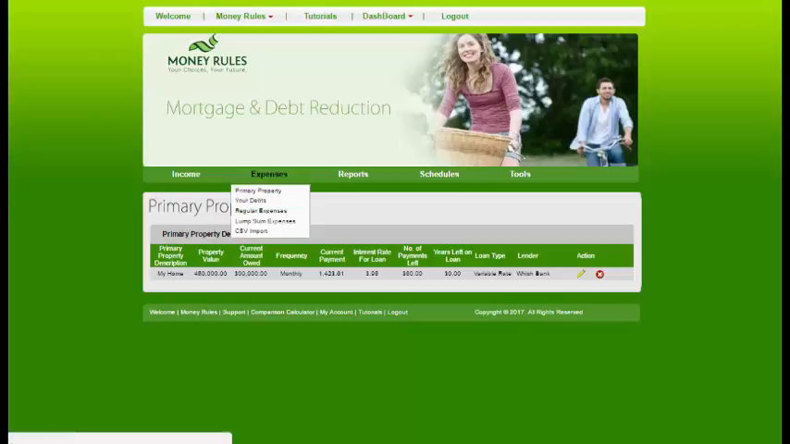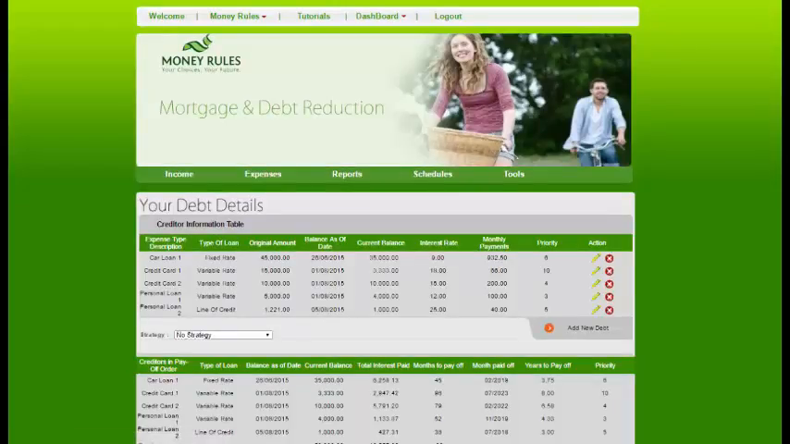Then we'll have a look at their personal debts. And as you can see from their personal debt, they've got a car loan, they've got a couple of credit cards and a couple of personal loans. The original amount of money that they borrowed, this is the date on which the information is entered, and this is the current balance as at that date. This is the interest rate for those loans and what their monthly payments are.